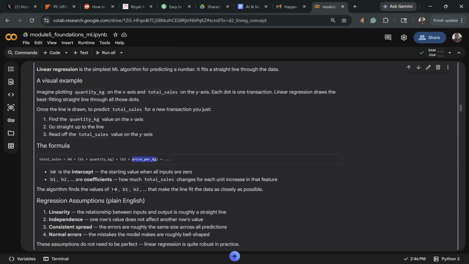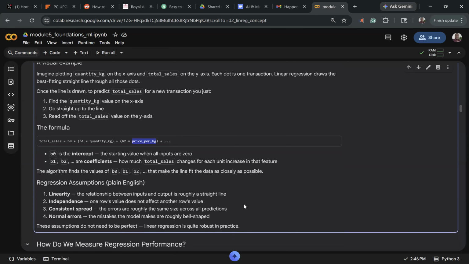What the algorithm does during training is find the values of our coefficients that make the line fit the data as closely as possible. I'm not expecting you to grasp this very early on, but just remember there are coefficients and there's an intercept in a linear regression algorithm. The intercept is the first one, and these are the coefficients of the formula.